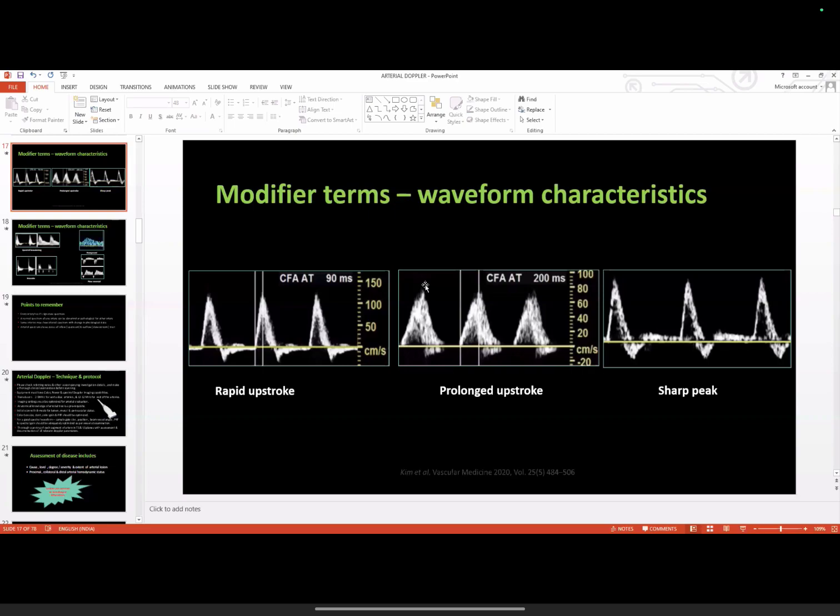In any spectrum, this part is very important for the inflow of the vessel, that is the upstream vessels, and this part of the spectrum is for the downstream flow or the outflow. So when there is proximal severe disease or high grade stenosis, there is always a compromised channel. So a prolonged upstroke is there in the sampled vessel. This indicates upstream pathology, a severe stenotic lesion proximal to the site of insonation.